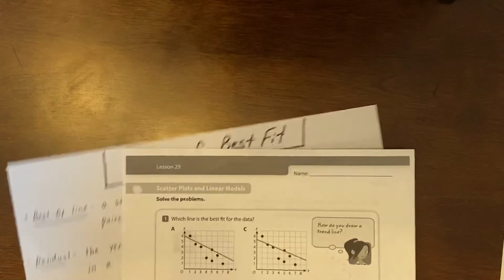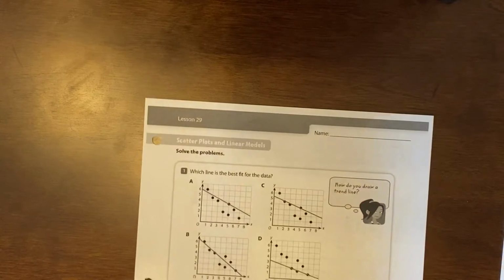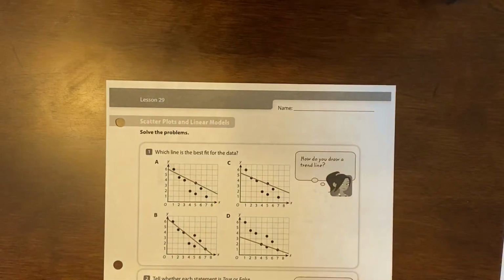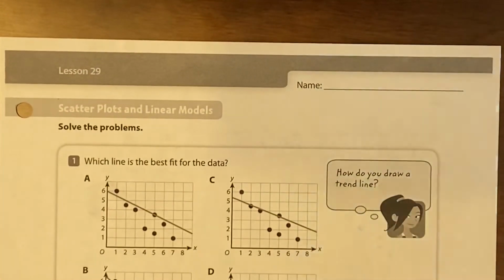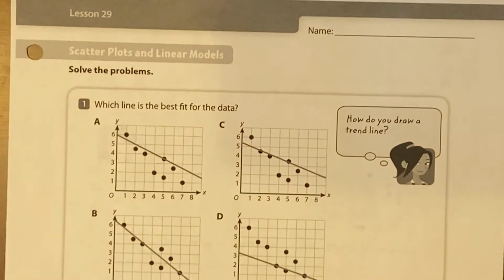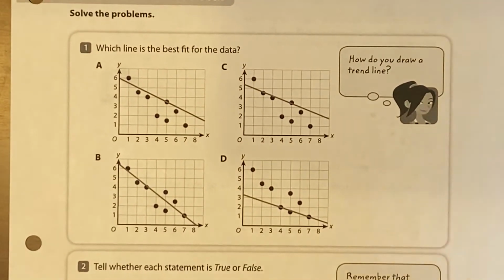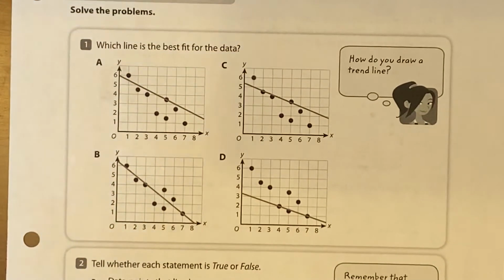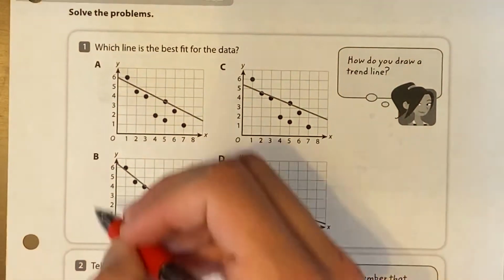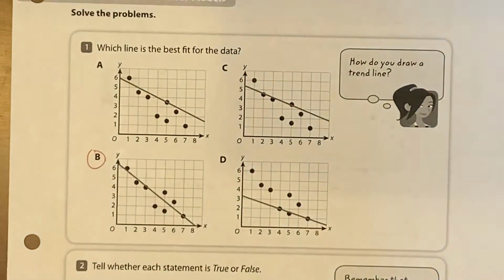Okay, so we'll look at some questions from lesson 29 and some questions from lesson 30. All right, so question number 1 that we're going to look at here just gives us a multiple choice question. It says, which line is the best fit for the data? Okay, so here we've got 4 options. All we're trying to do is look at the line that is closest to the center of these data points as possible. So hopefully you can see here that option B would be our best answer here.